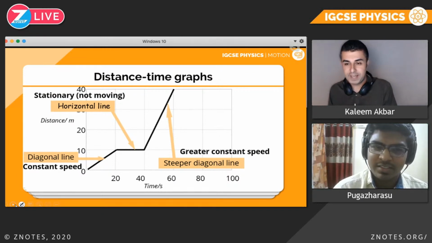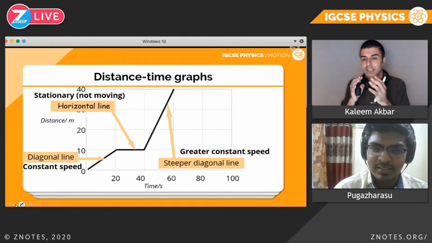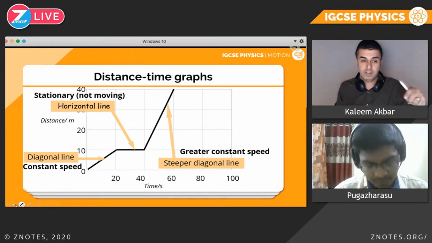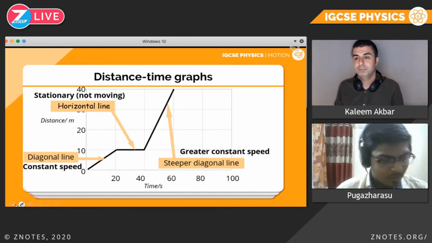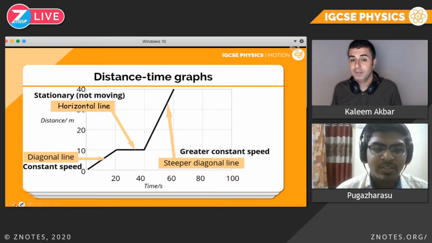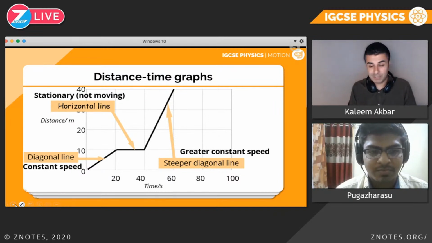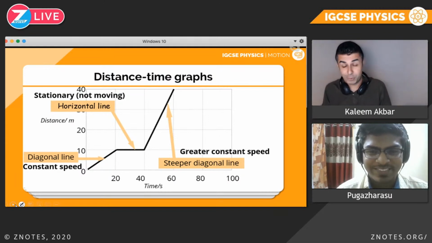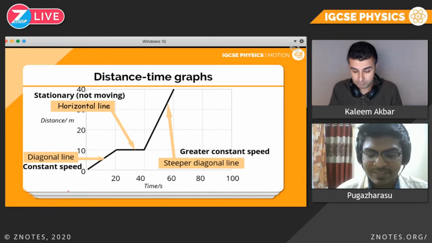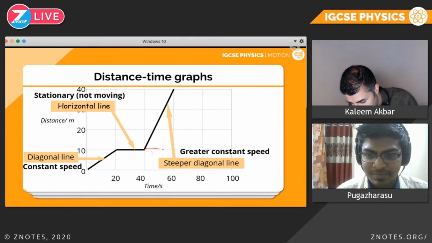Okay, that's fine. But how can you tell that the second diagonal line has a bigger speed than the first diagonal line? Well, let's just look at the angle with respect to the horizontal. That was something Pugs came up with last lesson, which I've never come across before, which was brilliant, actually. It's great to have a student point of view. So Pugs was suggesting looking at the angle theta in there.